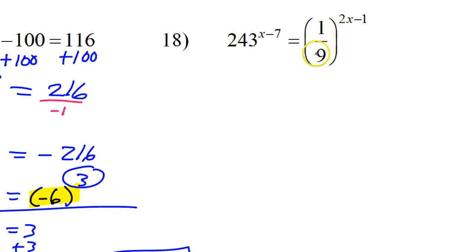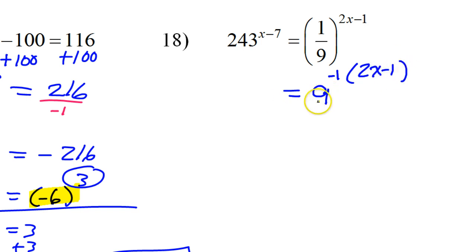What am I going to do? We talked about this yesterday. Negative 1. That's right. I'm going to use a negative 1 on it. Okay? 1/9. When I see 1/9, the first thing I think is 9 to the negative 1 power. Okay? So far I've got 2x minus 1. All right?